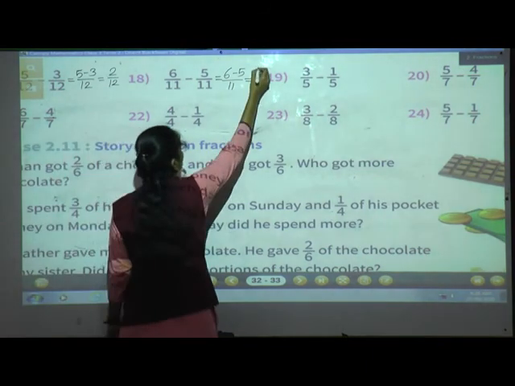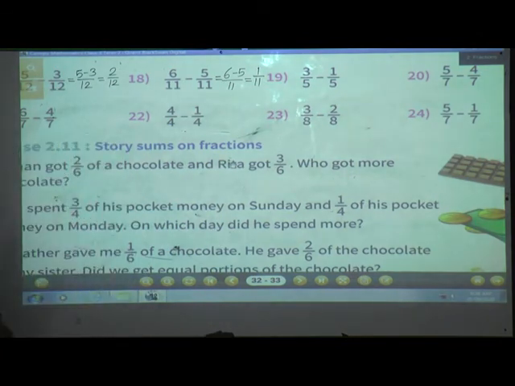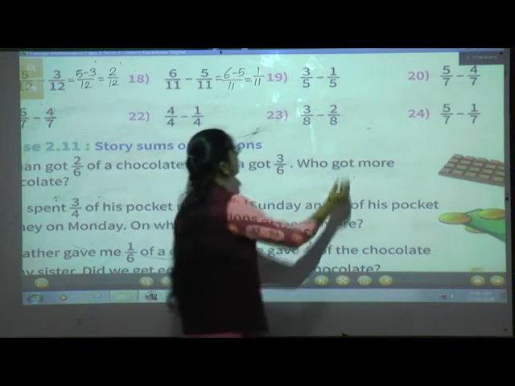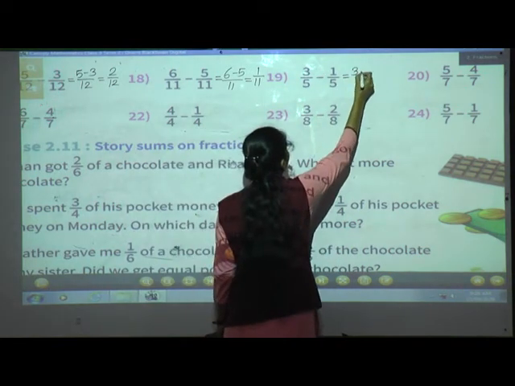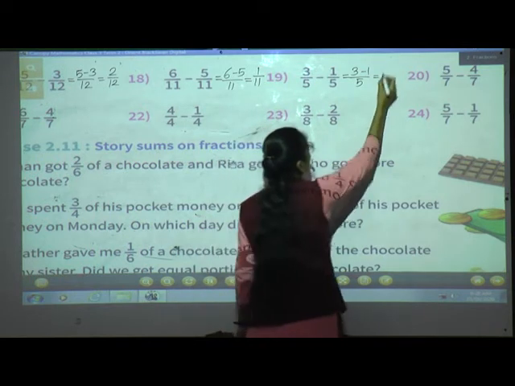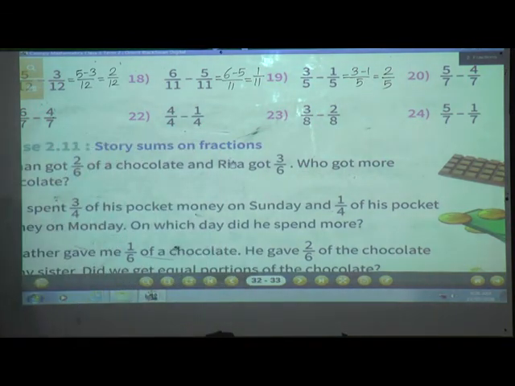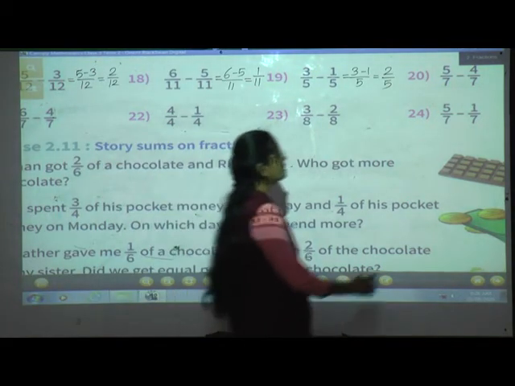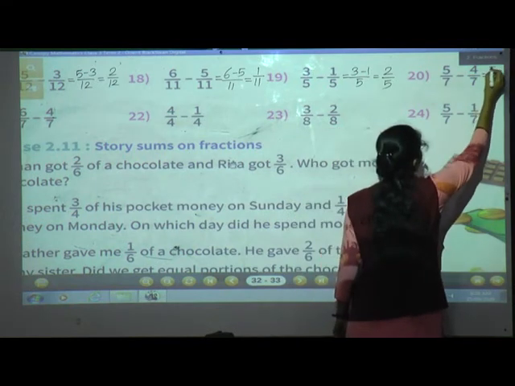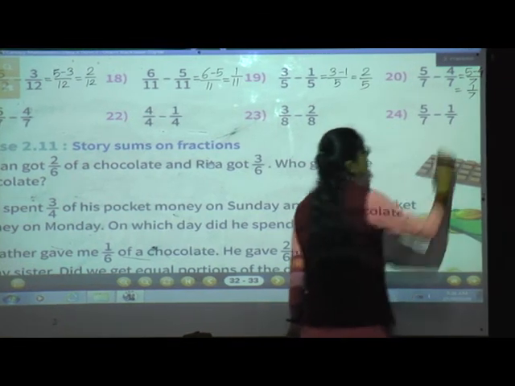So what is the fraction? 1 by 11. Next, 3 by 5 minus 1 by 5 is equal to 3 minus 1 by 5. Now 3 minus 1, 2. So the answer is 2 by 5. Next, read the fraction. 5 by 7 minus 4 by 7. How will you solve this? Yes, 5 minus 4 by 7 is equal to 1 by 7.